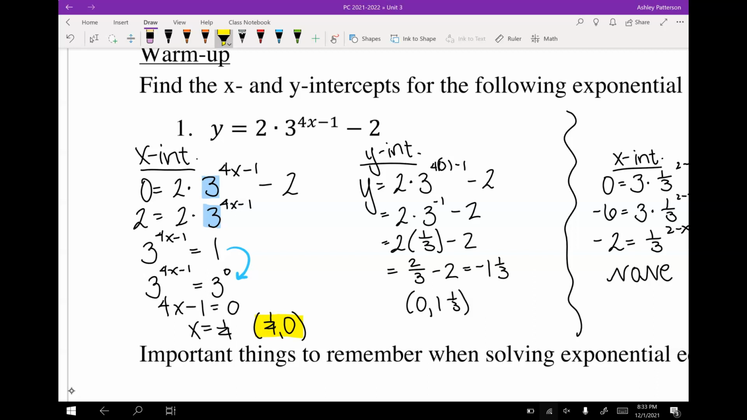For the y-intercept, we substitute in 0 for x and then simplify down. Once we substituted in 0, we got 3 to the negative first power. That gives us a 1/3. The negative exponent forces us to take the reciprocal. And then our final answer was 0, 1/3. Oh, that definitely should be negative. Sweet. So that's the first one.